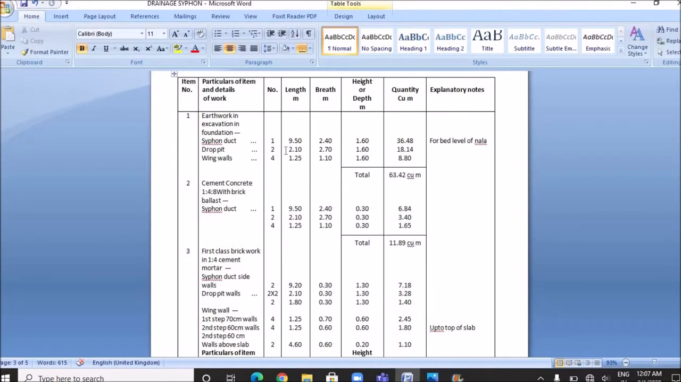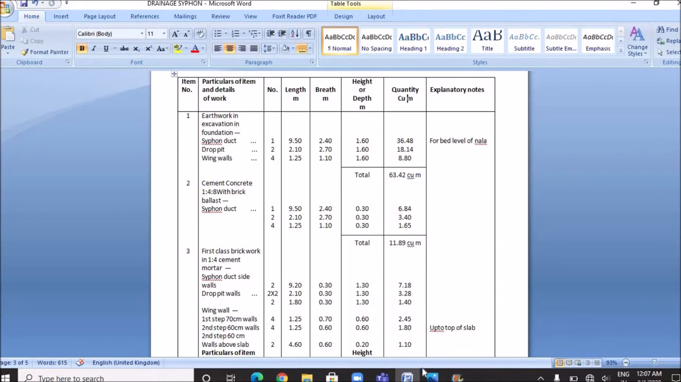So we can calculate the quantity by multiplying the number with the length, breadth and height of drop pit for which excavation work is done. So 2 multiplied with 2.1 multiplied with 2.7 multiplied with 1.6, which is equal to 18.14 cubic meter.